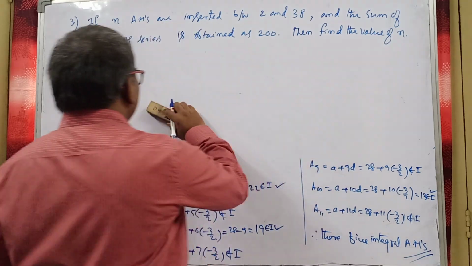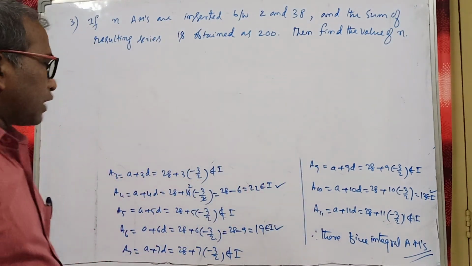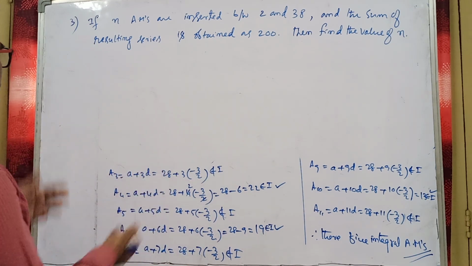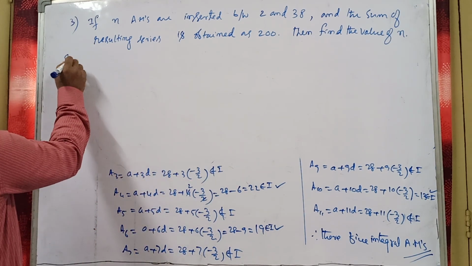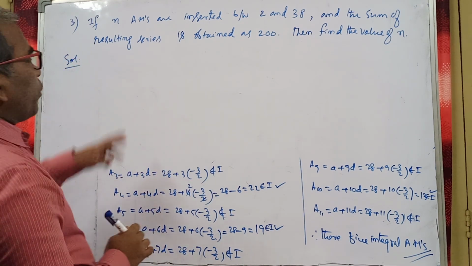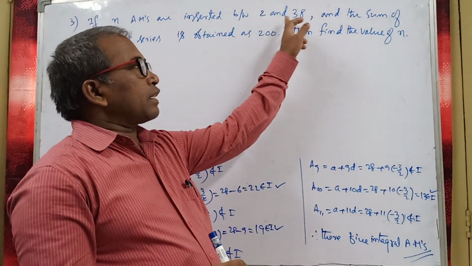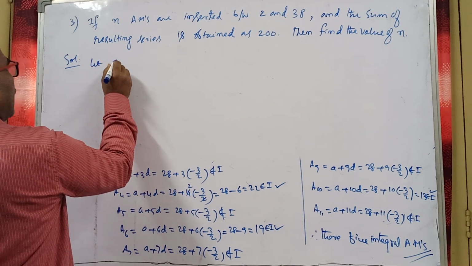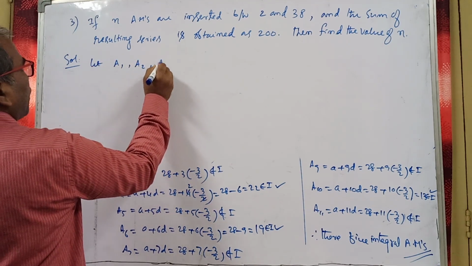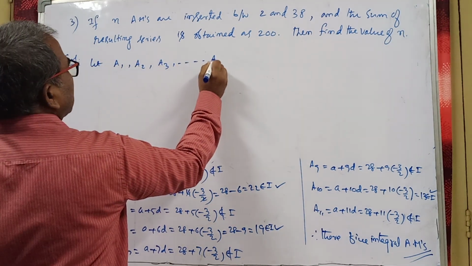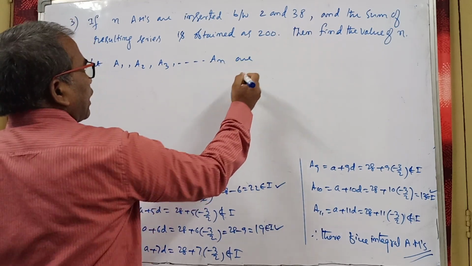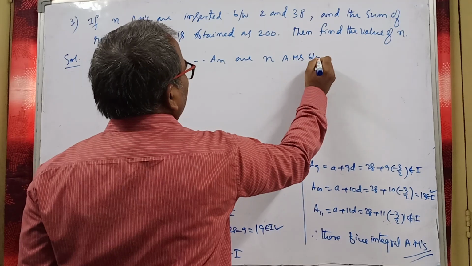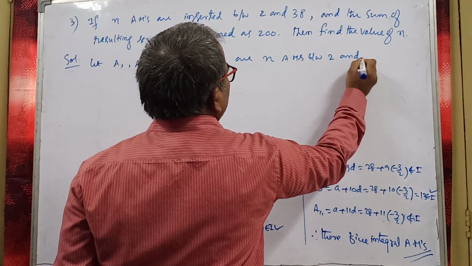I am emphasizing from the beginning, please focus on concept. If you know the concept, you can answer this question easily. There is nothing difficult. Solution. First see, how many AMs are inserted between 2 and 38? n. Let A1, A2, A3, ..., An be n AMs between 2 and 38.